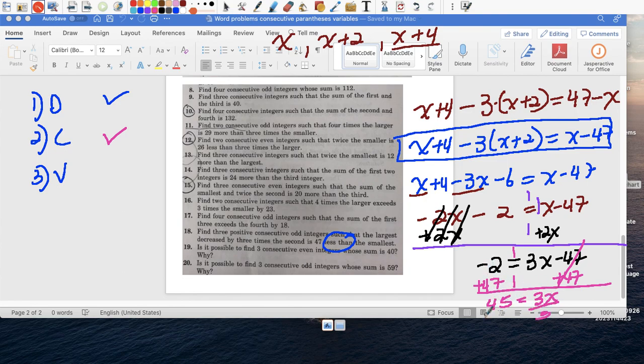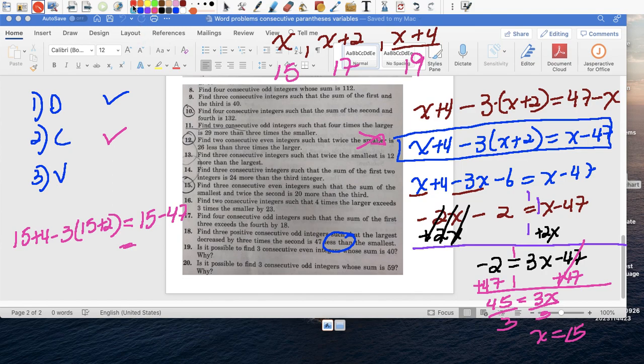Divide both sides by 3. X equals 15. So my first odd number is 15. My second one is 17. And my third one is 19. Now I'm going to take this, and I'm going to plug it in here. So I'm going to get 15 plus 4 minus 3, 15 plus 2, replacing every x with 15, and then 15 minus 47.